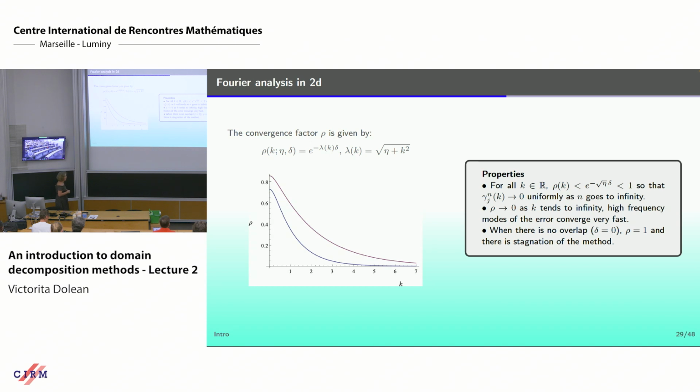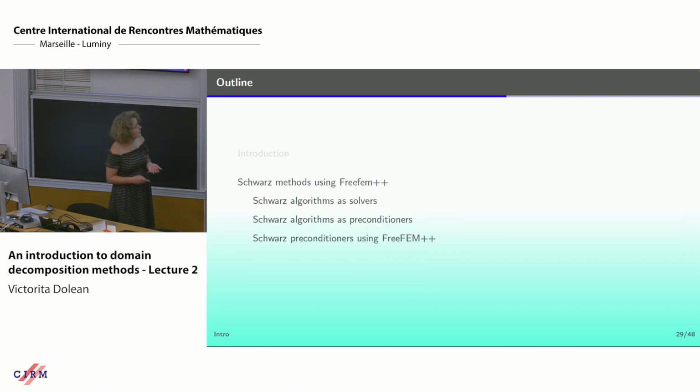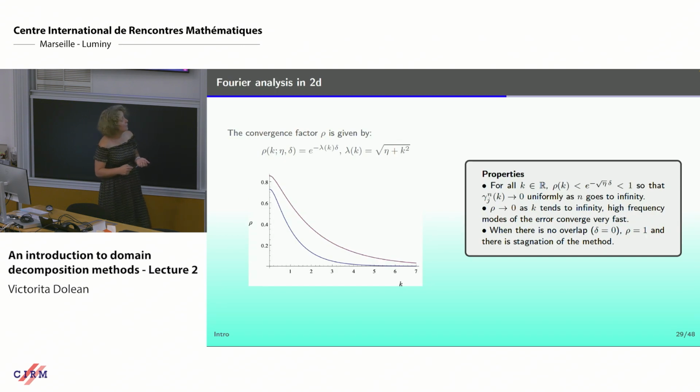I don't know if this reminds you of stationary methods or the Jacobi method, where the higher frequencies converge very, very fast, and the lower frequencies need more iterations to converge. So it's a very similar thing. As I explained yesterday, the Schwarz algorithm is morally like a block Jacobi algorithm. So with no overlap, no convergence, rho is equal to 1. There is no mystery about that. Okay, so this is about the convergence.